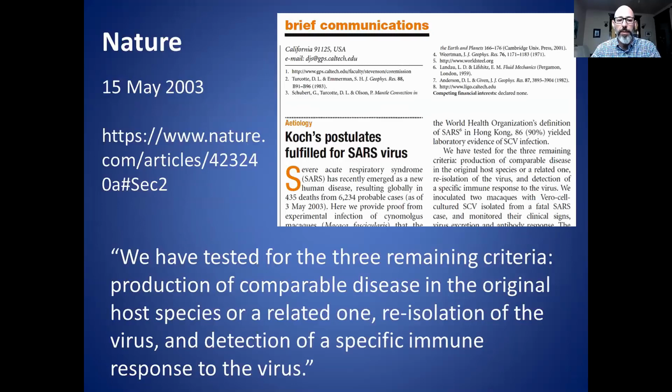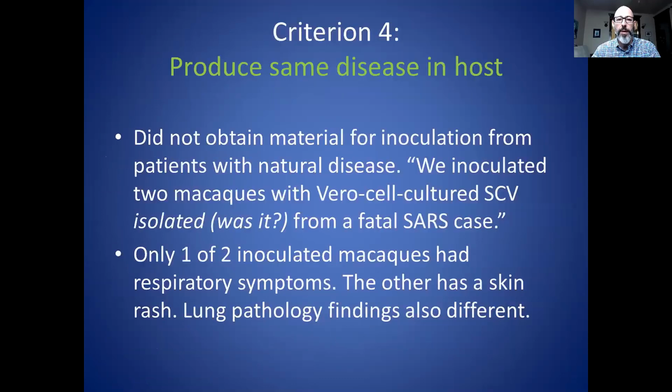And here's what they said, that the authors of this article have tested for the 3 remaining criteria, which are the production of comparable disease in the original host species or a related one, re-isolation of the virus, and detection of a specific immune response to the virus. So since they didn't satisfy the first criteria, they didn't have anything isolated, it would be next to impossible to satisfy these 3, but let's see what they said they did.